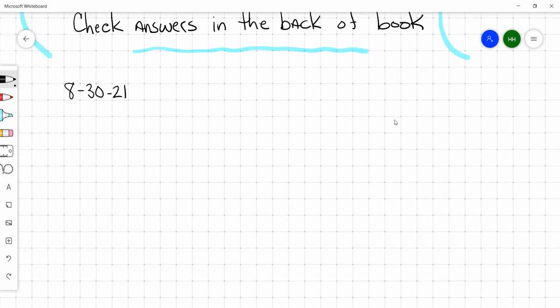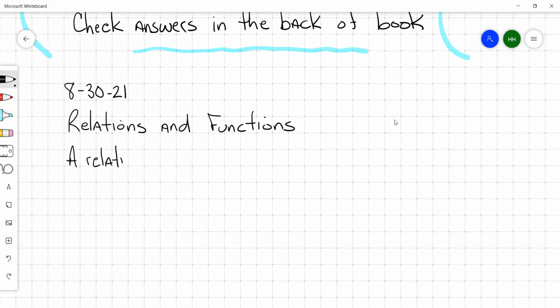Okay, today we're going to be talking about and working with relations and functions. Relations and functions. And we're going to say that a relation is a set of pairs of input and output values.